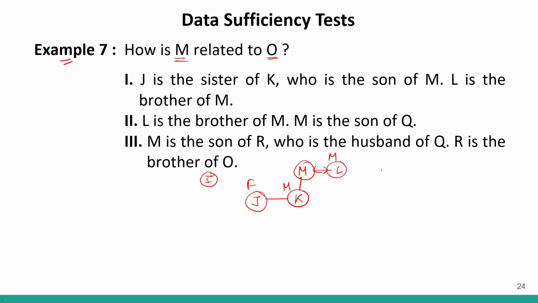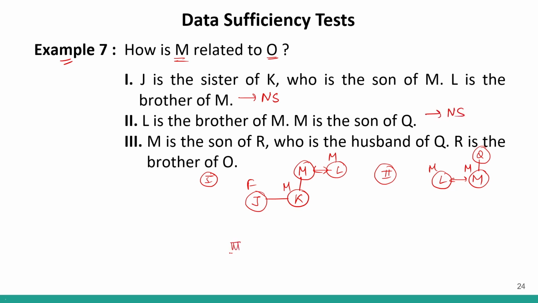Correct? Statement number 2 says that L is the brother of M. Correct? L is the brother of M and M is the son of Q. So this is male and this is also male. This is from statement number 2. So we don't know O. O has not been introduced in statement number 1 and statement number 2, and we have to find the relationship between M and O. Therefore, this is definitely not sufficient and this is also not sufficient.